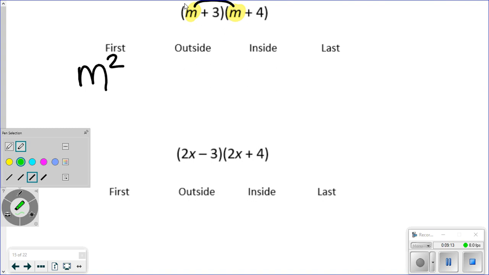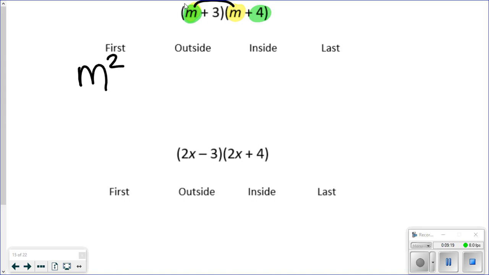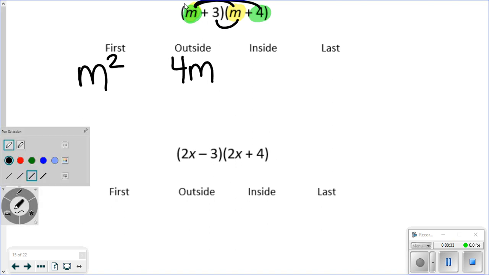Then you're going to do the outside terms. So basically you're distributing this m to this 4. M times 4 is 4m. Then I need to do the same thing with the 3. I'm basically distributing that to this m. Those are my two inside terms because they're really close together. So it would be 3 times m, which is 3m.